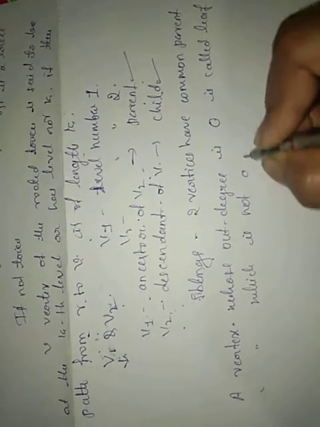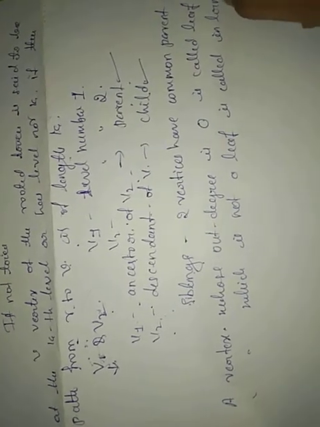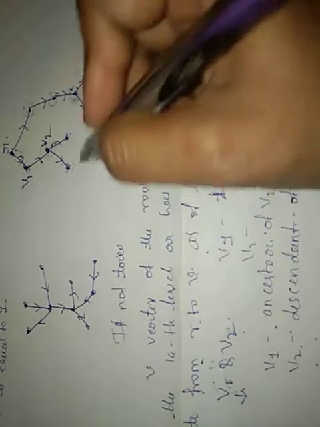A vertex which is not a leaf is called an internal vertex. Means all these are called internal vertices because these do not have out degree 0. Means these are not leaves. If they are not leaves, then those are called internal vertices.